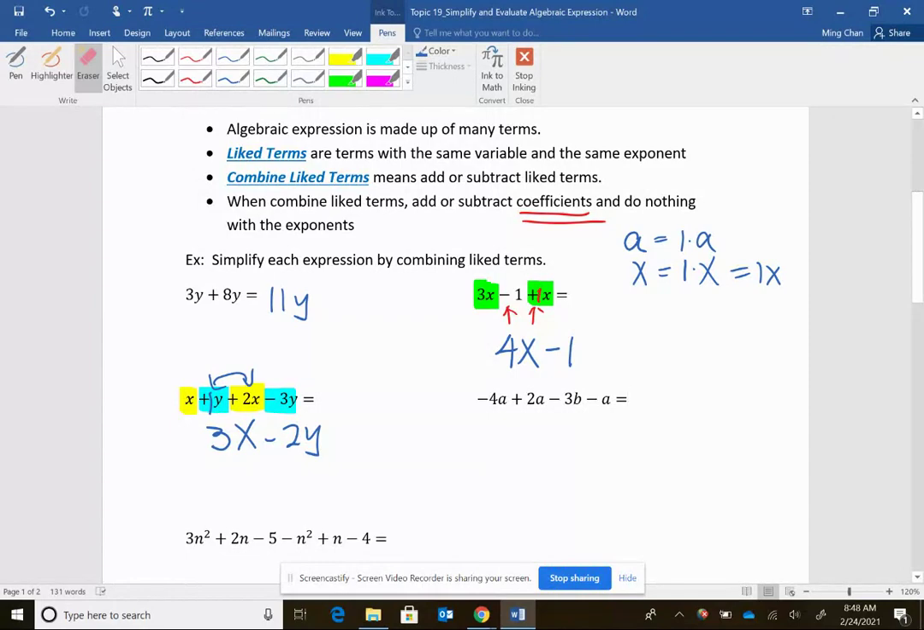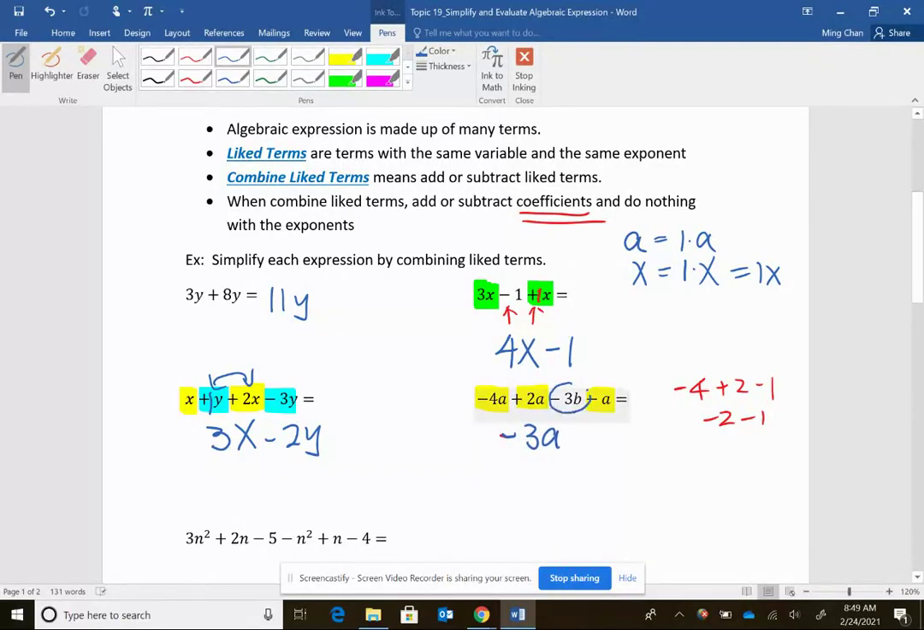All right, negative 4a plus 2a minus 3b minus a. So let's see which are my like terms. Negative 4a, positive 2a, and negative 1a are like terms. When I'm ready to combine them, I will simply say negative 4 plus 2 minus 1. Negative 4 plus 2 is negative 2, because they're different signs, we subtract. Minus 1, same sign, we add. So now I should have negative 3a.